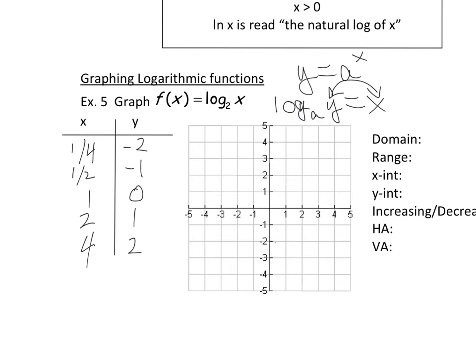So we have 1/4, negative 2, it's about right there. 1/2, negative 1 is right there. Okay, now 1, 0, 2, 1, and 4, 2. And if we look, that gives us our logarithmic function. And what you can do is, if you turn that, look at it in terms of the y-axis being the y-axis and the x being the x, we'd have an exponential function.